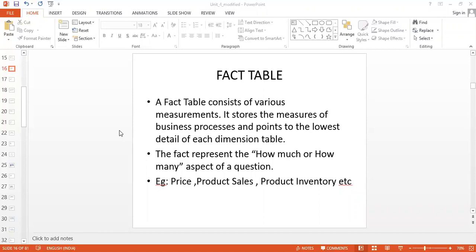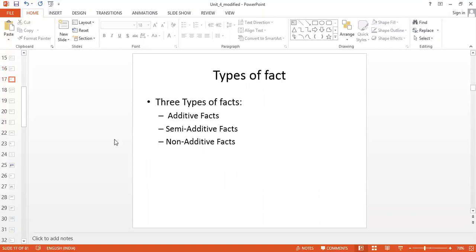So, the table which has details about the business process in terms of measurements, metrics, and quantities or facts is called a fact table. The fact represents the how much or how many aspect of a question. So when we talk about quantities or measurements or metrics, the question that we ask is how much or how many, which returns a definite number. Example, price, product sales, product inventory, etc.